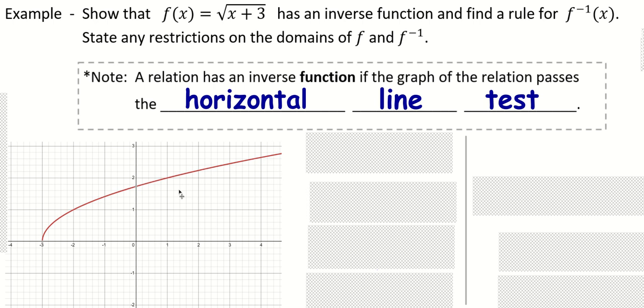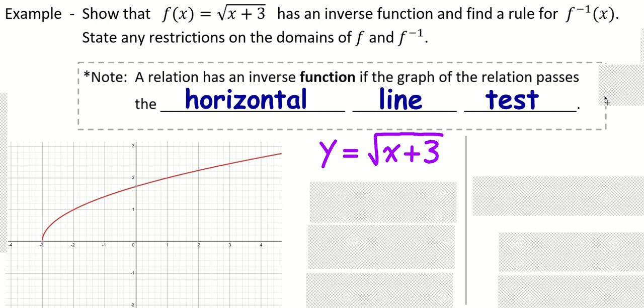So does this pass the horizontal line test, where you could draw a horizontal line anywhere on this graph and it would only ever hit the graph once? Yes. So this graph does indeed pass the horizontal line test. So whatever the inverse of this is will qualify as a function. But then it goes on to find a rule for that, and here's all you do. So this is the original. Let me be clear, okay?